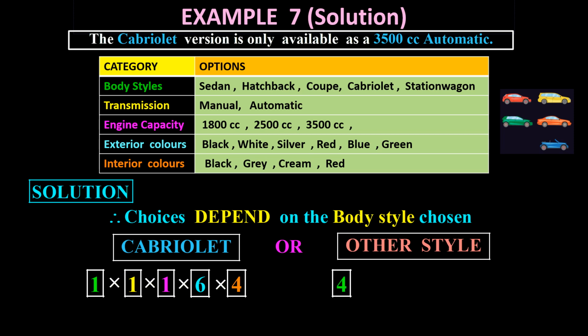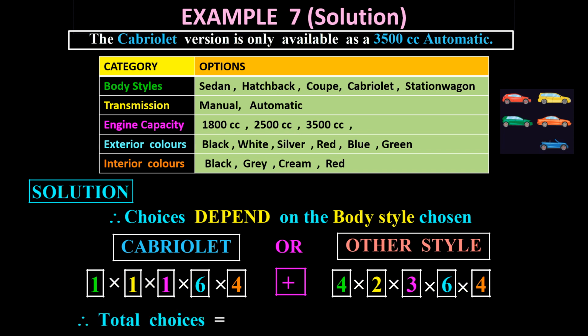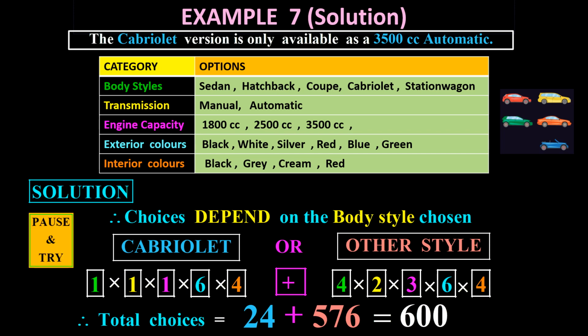For the other styles, we've got 4 styles to choose from. Then we still have the 2 transmission styles. Can have any of the 3 engine capacities, any 6 of the exterior colors, and any 4 of the interior. Again, we apply the product rule here. Now, because of cabriolet or, we're going to apply the sum. So the or indicates we're going to have the sum of those choices. So the total choices for the cabriolet, we have a total of 24. And for the other style, we have a total of 576, and then we find the sum of that. So the sum here would give you a total of 600 choices.